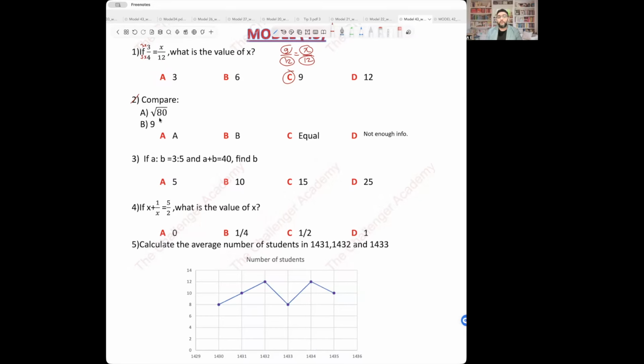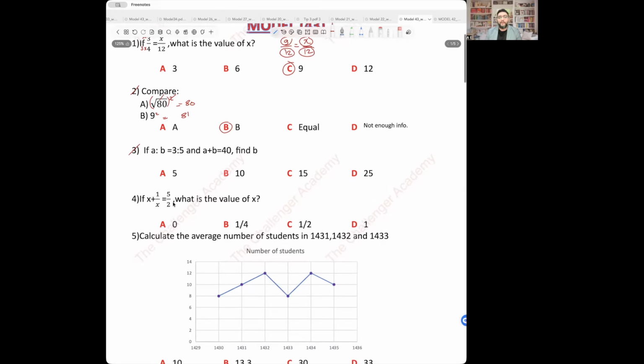Compare the square root of 80 and 9, which is greater? You can square both sides. Squaring cancels the square root, so it's 80. And you know that 9 squared is 81. So 81 is greater than 80, so 9 is greater, and the answer is B.